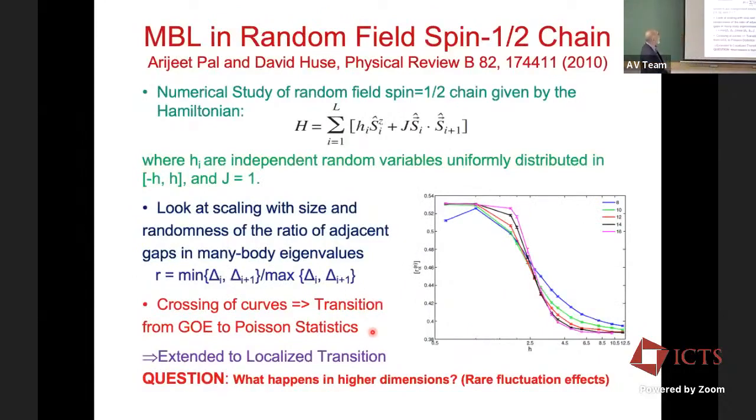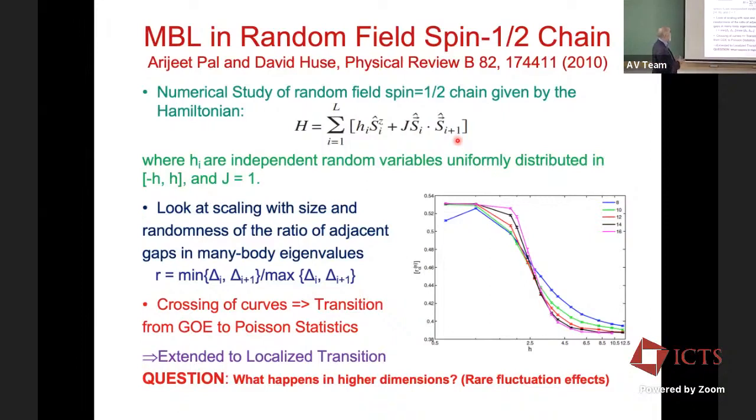And what they studied was a spin-half chain with a random field. So this is an exchange interaction between nearest neighbors, I and I+1, on a chain with exchange J. And then you have a Z field that couples to the Z component of the spin, that is random, okay? And it's uniformly distributed between minus H and plus H. And J is taken to be 1. That's the energy scale in the problem.